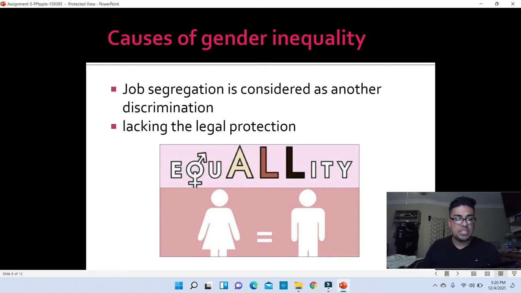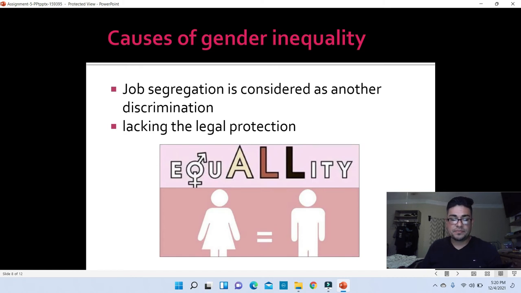Job segregation is discrimination that focuses on lowering the status of women, and women are also taking primary responsibility for unpaid labor, and participating in different types of unrecognized activities. And that is why people are not evaluating proper opportunities.